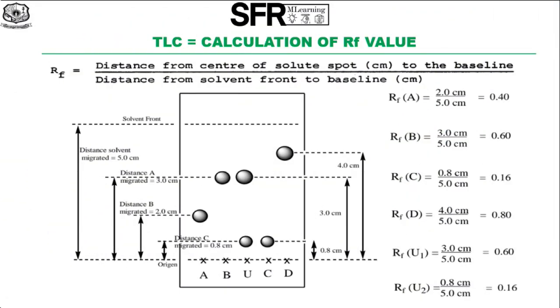On this slide you can see the calculation of the RF value. Different components are used in the TLC technique. Complete the process and note down the distance from the center of the solute spot to the baseline and the distance of the solvent front from the baseline. After noting down the readings, you can apply the RF value formula. That is the calculation of RF value with an example. That is all about the TLC experimental setup process.